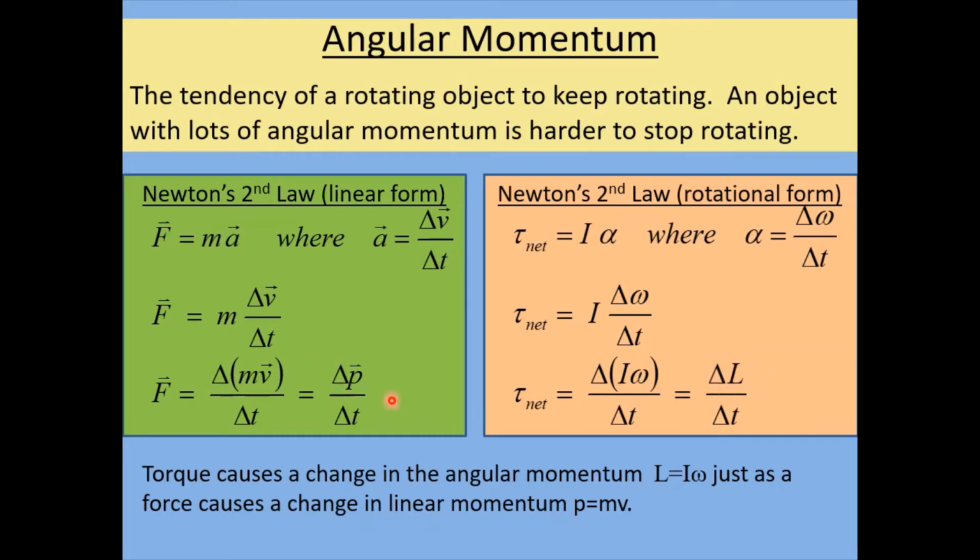So you can see these two equations are pretty much the same. We just replace force with torque, and we replace P with L. And then our definition, of course, we replace m with I and v with omega. So the idea here is that over here we saw that force causes a change in linear momentum. Over here we see that torque causes a change in angular momentum. And angular momentum, L, which is equal to I omega, is our subject for this last part of the video.